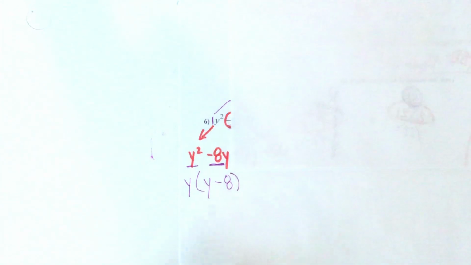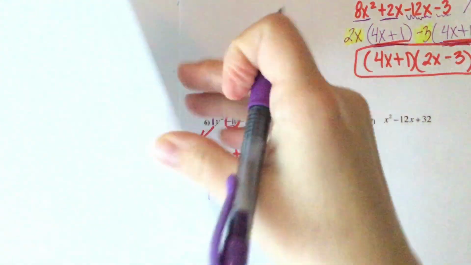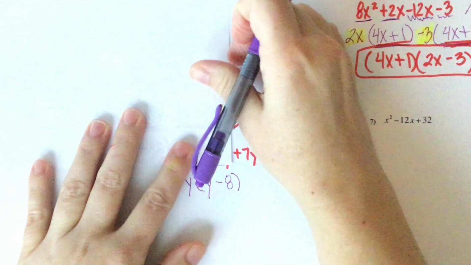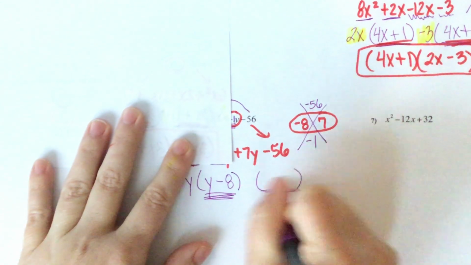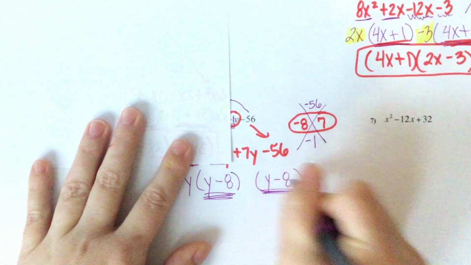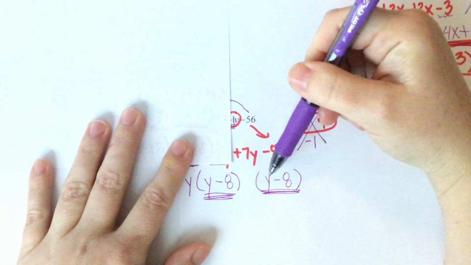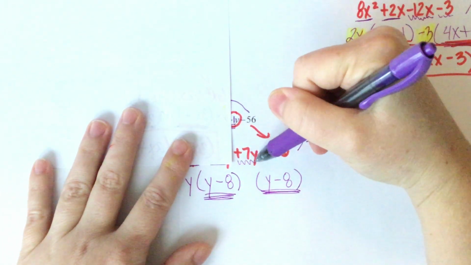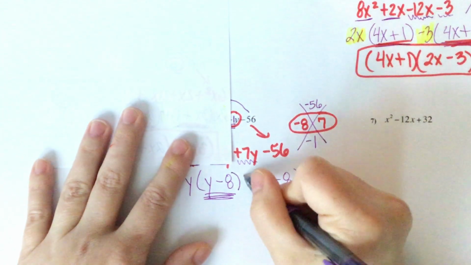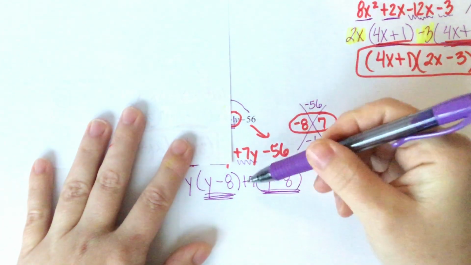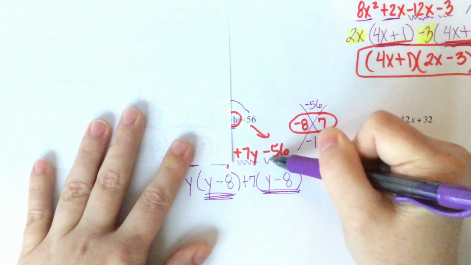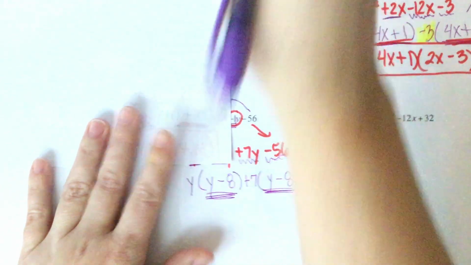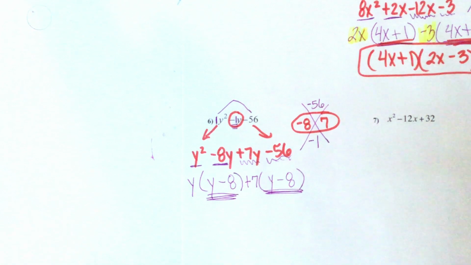-8. Okay, and then the back 2. Okay, I'm going to cheat first. So wherever I wrote here, I write here. Now backtrack. What times y would make a 7y? A +7. And then make sure that 7 times -8 makes -56. And it does. Okay, so let's build our 2 sets of parentheses.